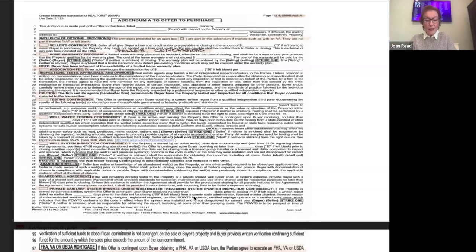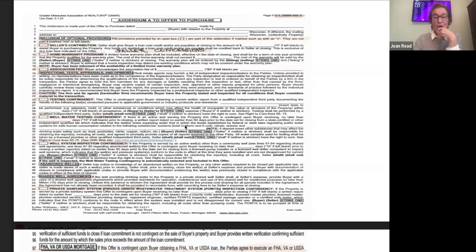So if you're talking about important things like testing, well and water and sanitary, you're talking about a lot of different things that may or may not be relevant to your offer. It still is good to fill out what is relevant, even if it's one little part, and attach it to your offer and send it in with your offer.